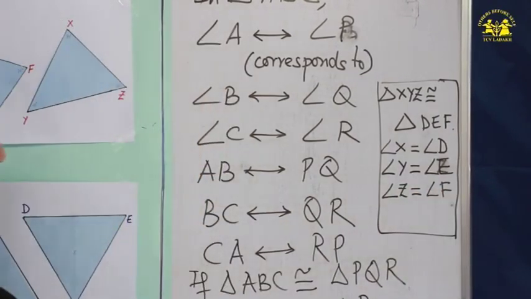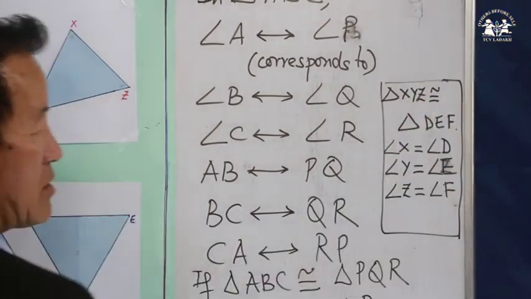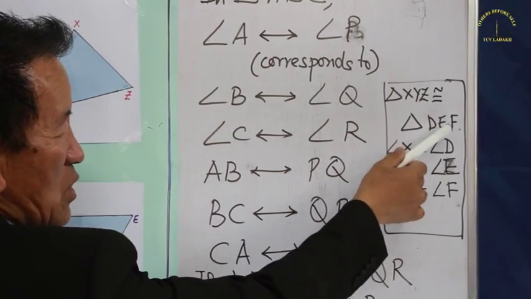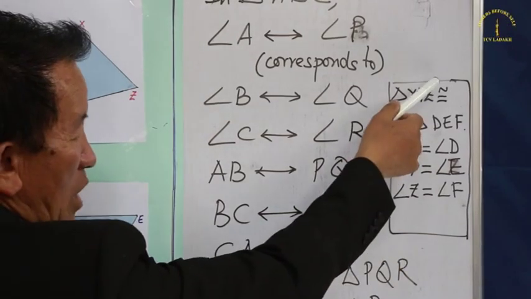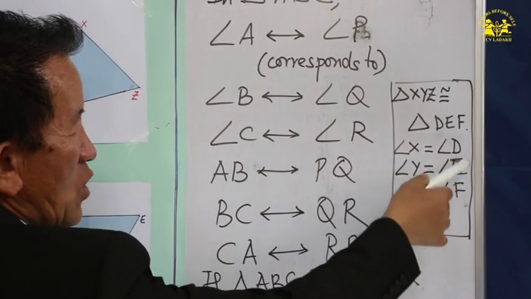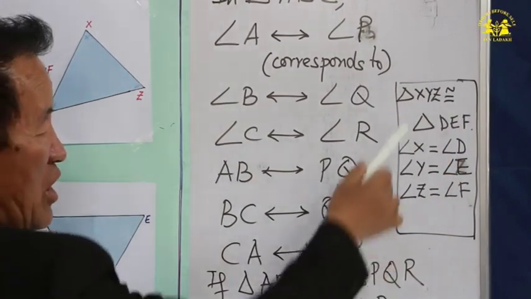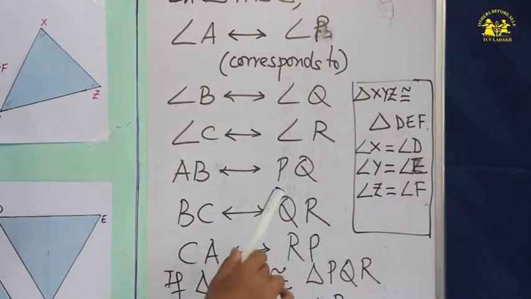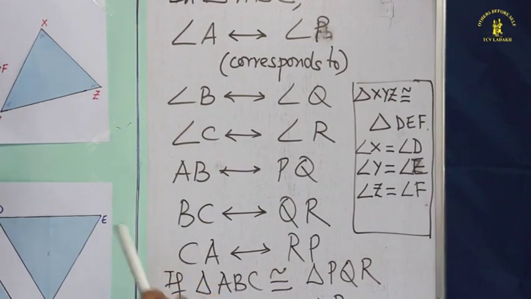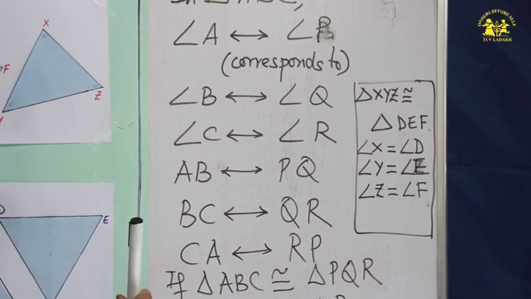And similarly, side XY is equal to side DE of the other triangle, and side YZ is equal to side EF. These two sides are equal, and the third one is side ZX is equal to side FD. So if you are given that two triangles are congruent, we can directly find which sides are equal by looking at their corresponding sides or corresponding angles, right?